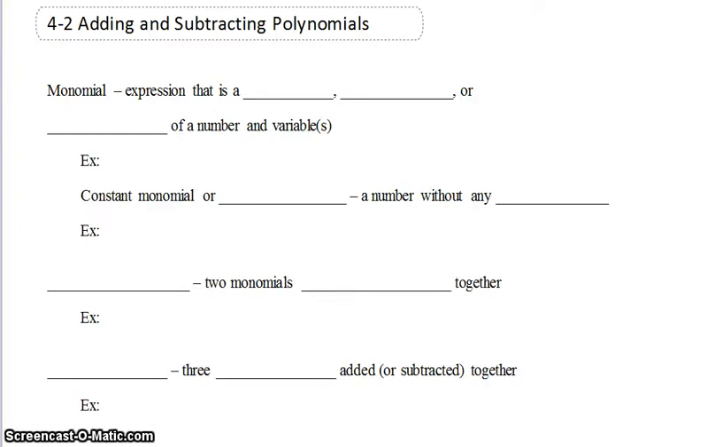Alrighty, so we're now on to 4.2, which is adding and subtracting polynomials. So we're going to do some definitions first. A monomial. What's a monomial?